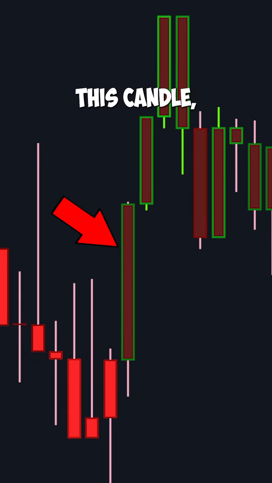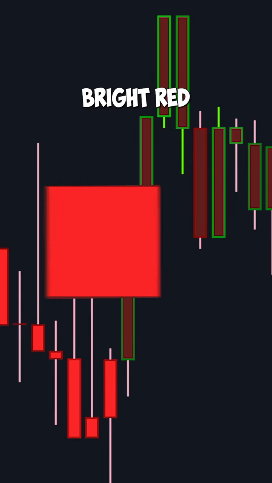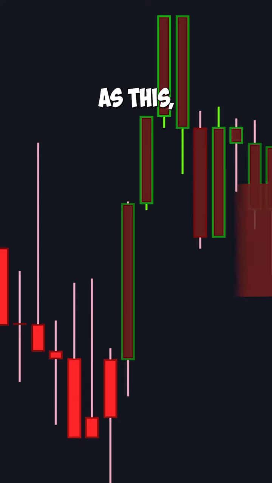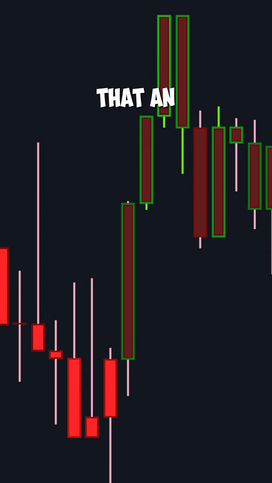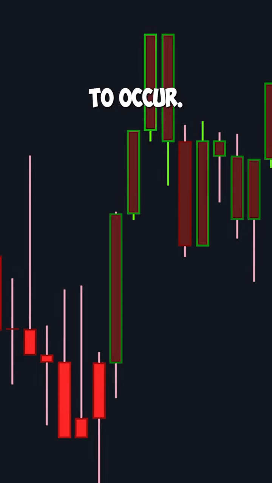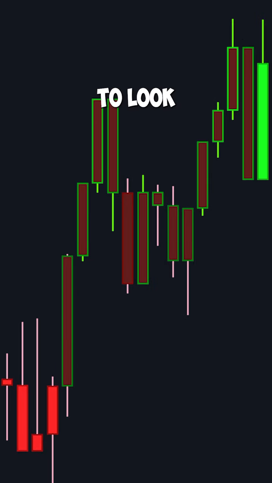However, in this candle, the candle color turned from a bright red to a darker red. As well as this, the candle border turned from red to green. This may indicate that an uptrend is likely to occur. However, you might need to look for more confirmation to enter long.